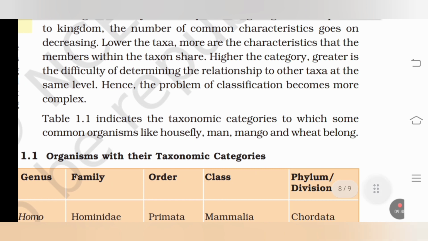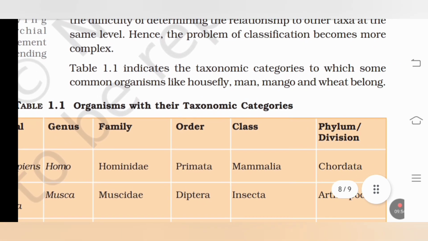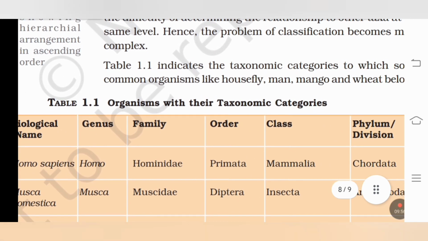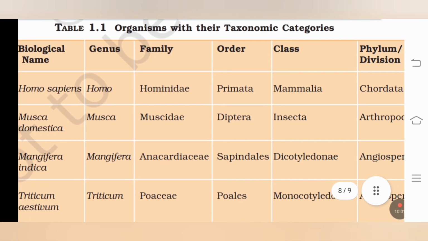Table 1.1 indicates the taxonomic categories to which some common organisms like housefly, man, mango, and wheat belong. Table 1.1 Organisms with their taxonomic categories.